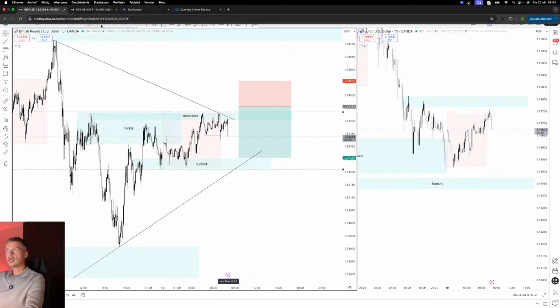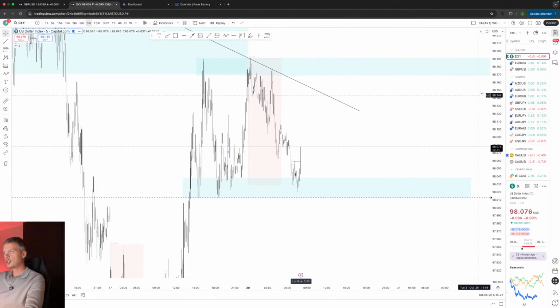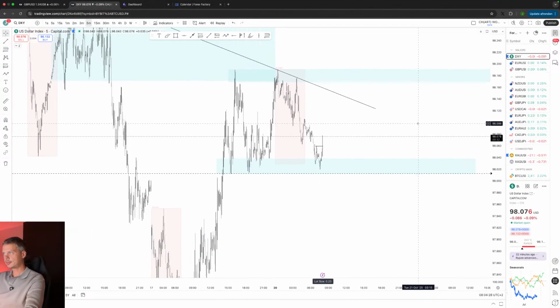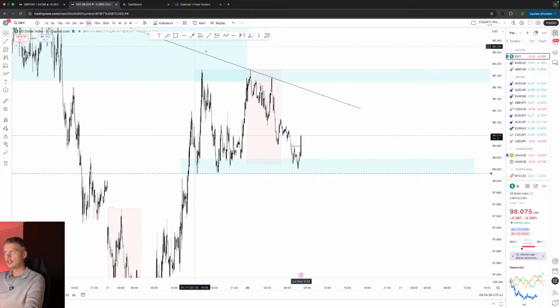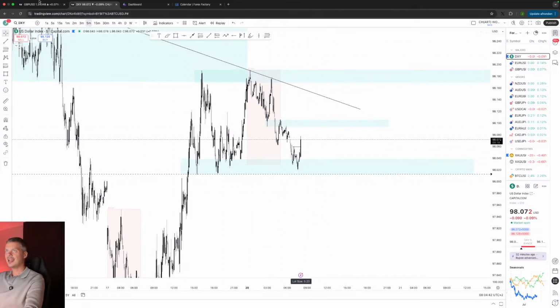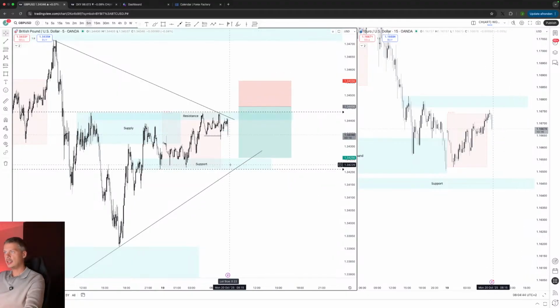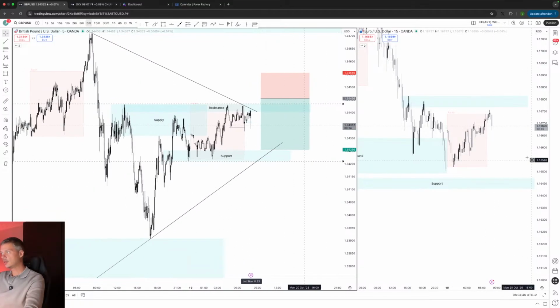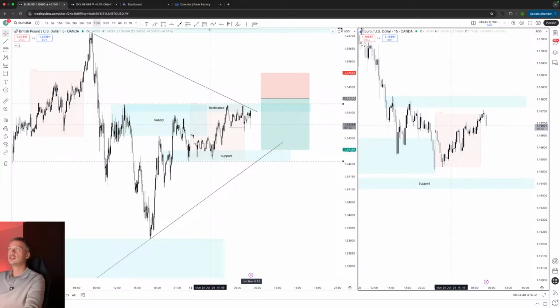What's the DXY doing? It's pushing up quite aggressively. There is an area of interest over here as well. If price decides to sweep this high, which is an area of support and resistance flip, and it's lining up with GU and this low, yeah, that could be interesting. The same goes for this low over here on EU.